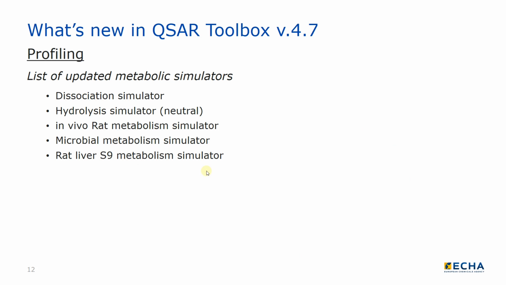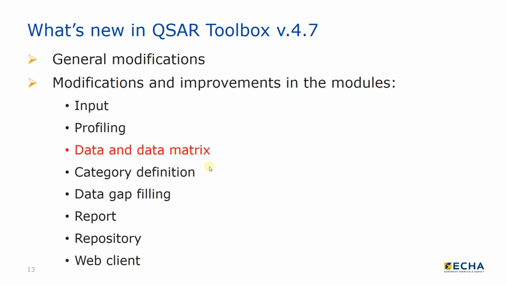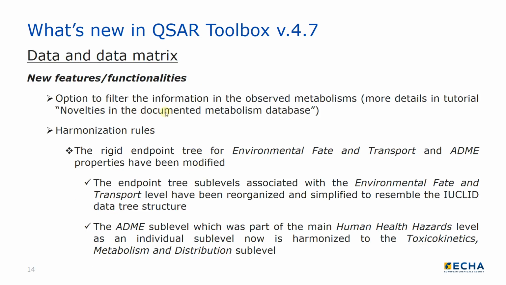the QSAR Toolbox. The modifications of the data module and the data matrix are related to the implementation of a filter function for the information in the observed metabolism, which is demonstrated in the tutorial novelties in the documented metabolism. The other modifications are related to the implementation of harmonization rules to simplify the rigid endpoint tree paths of environmental fate and transport level and ADME properties.